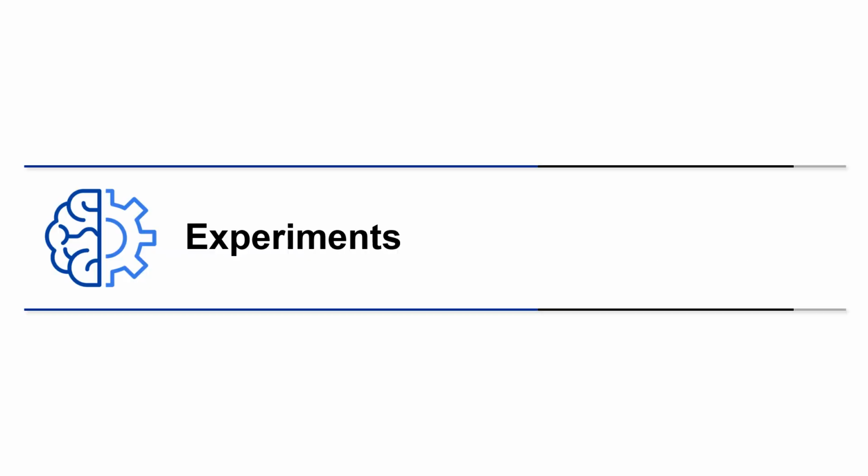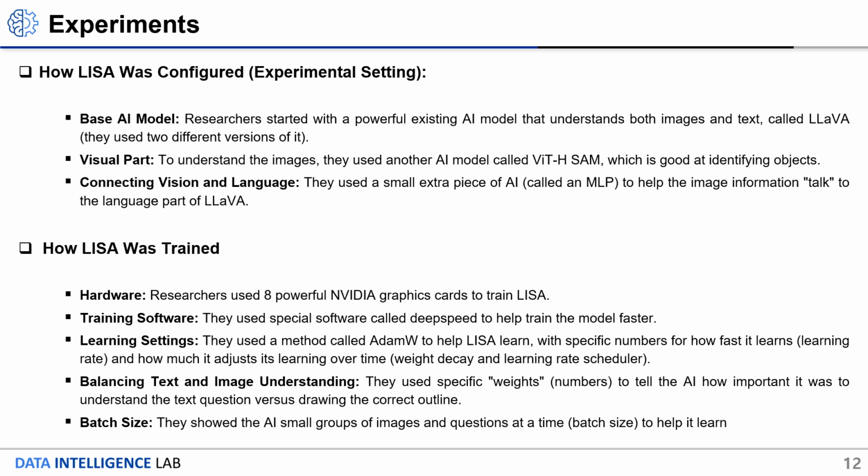Now let's move forward to the experiment. Now, how LISA was configured. Base AI model: the researchers started with powerful existing AI models that understand both images and text, called LLaVA. They use two different versions of it.